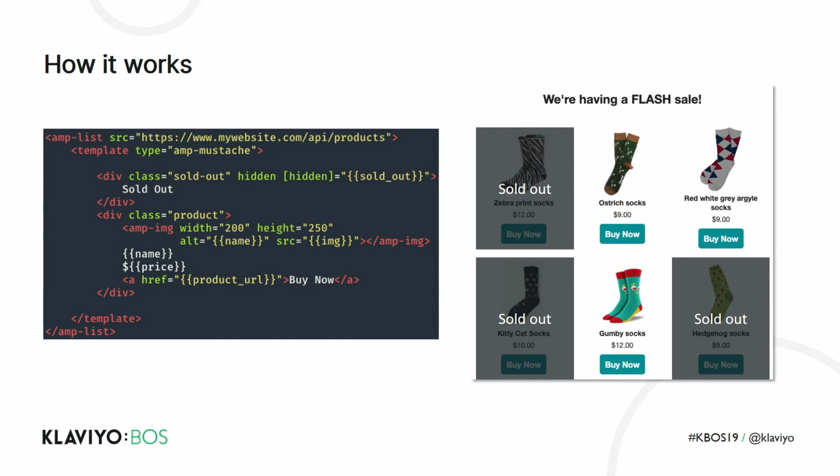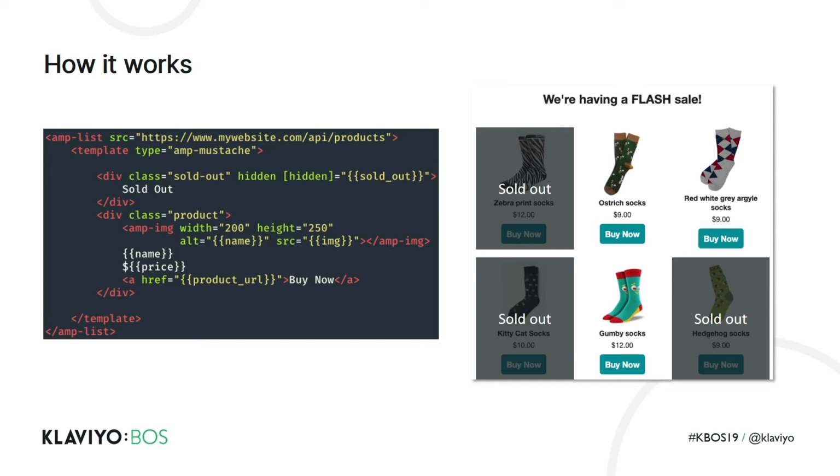Cool. So the way that this one works is that you have an API URL, just like our other example, that goes and fetches all of the products. Then you immediately wrap all of the content that you want to show in an AMP mustache. Now, an AMP mustache is just a fancy way to use variables from state and external resources in your email.